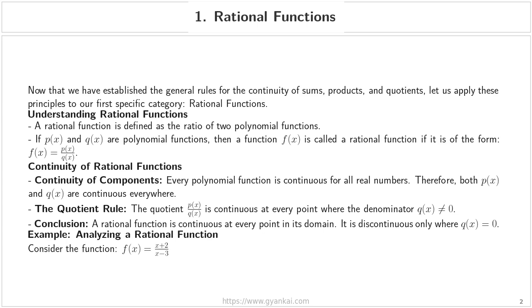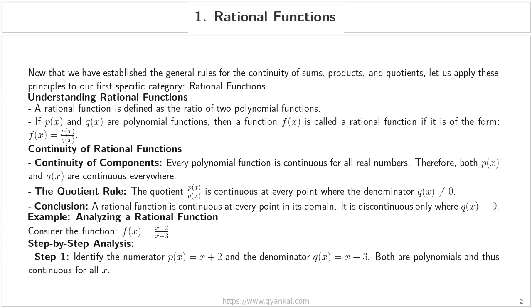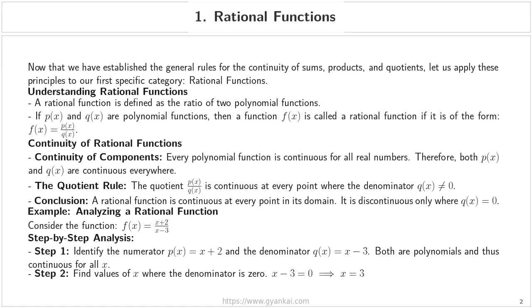To make this clearer, let us walk through a practical example. Consider the function f of x equals (x plus 2) divided by (x minus 3). We will analyze this using a four-step process. In step 1, we identify the numerator as x plus 2 and the denominator as x minus 3. Since both of these are polynomials, they are continuous for all values of x. In step 2, we must find the values of x that would make the denominator 0. By setting x minus 3 equal to 0, we find that x equals 3.